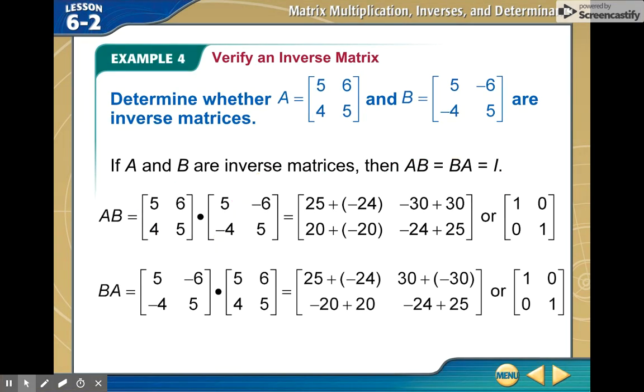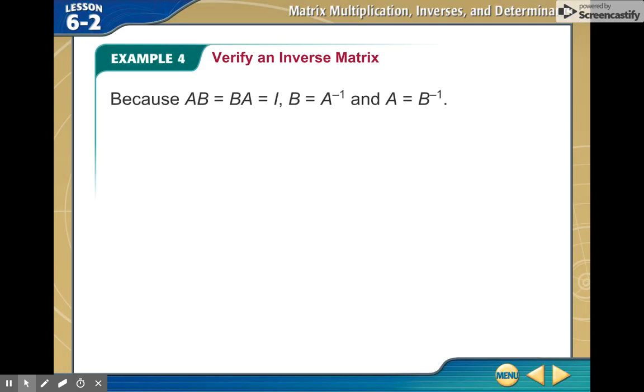When we do that, we get the same thing. So since we can do a left multiplication and a right multiplication and get the identity, it shows that those are inverses of each other.